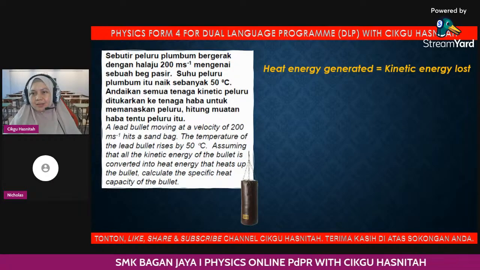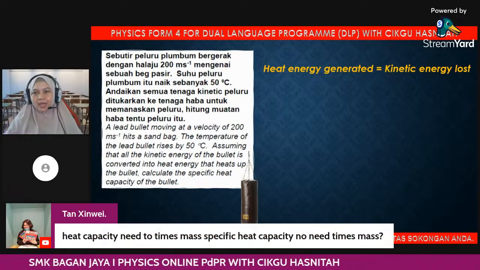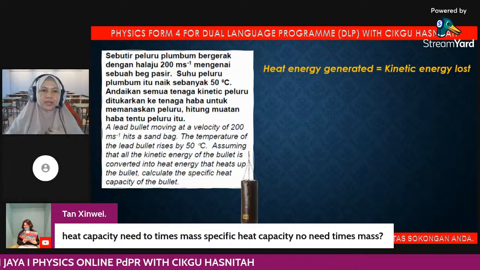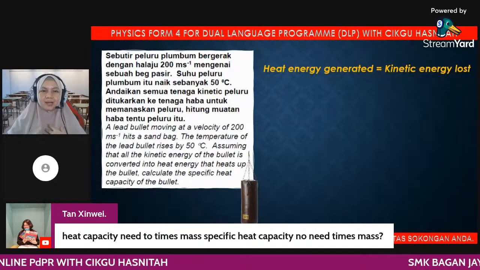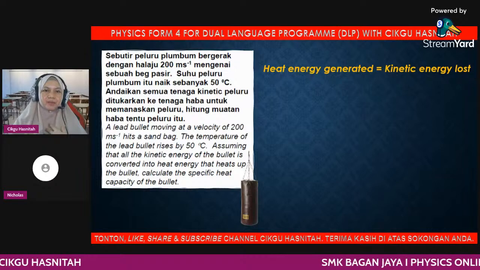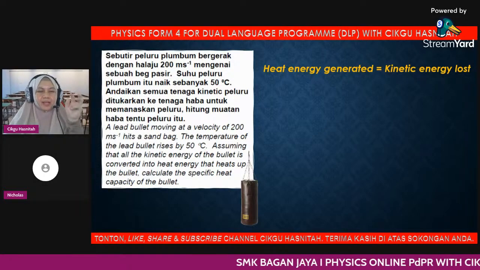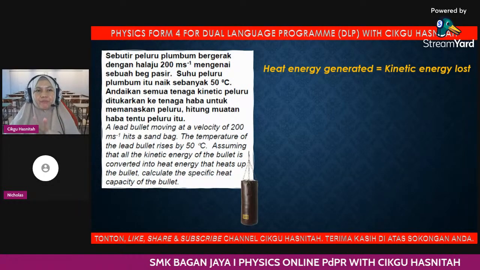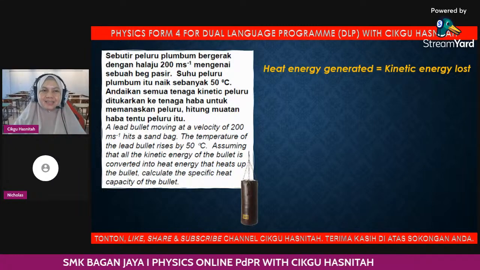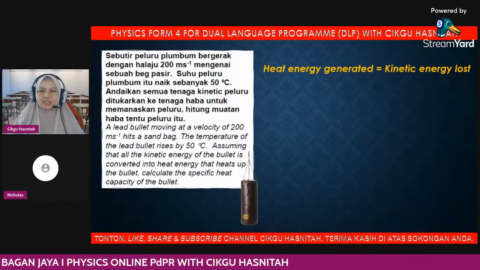Yes, in a way, it is true. Okay, heat capacity doesn't involve the mass. Specific heat capacity, yes. Specific means it must be 1 kilogram for every 1 degree Celsius temperature change.